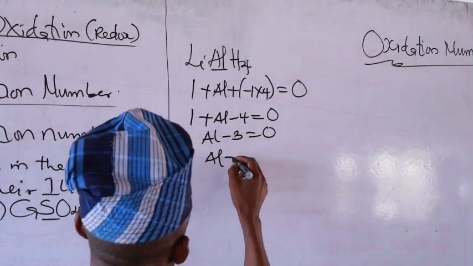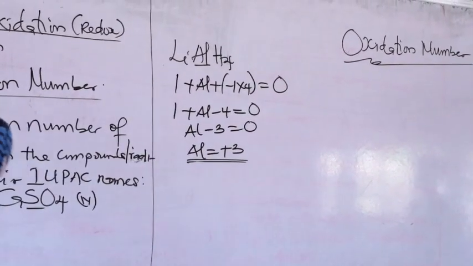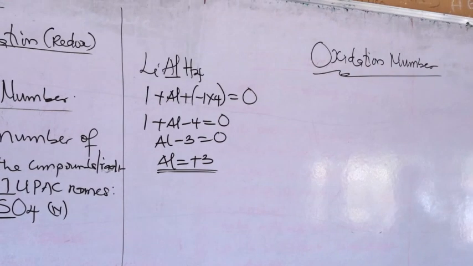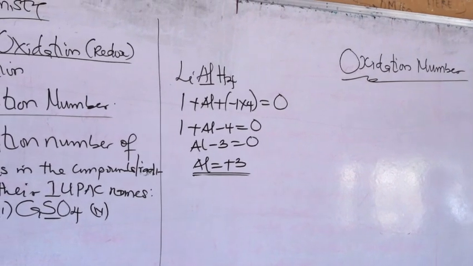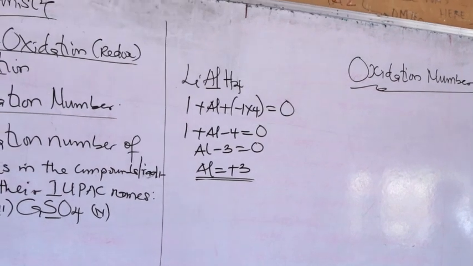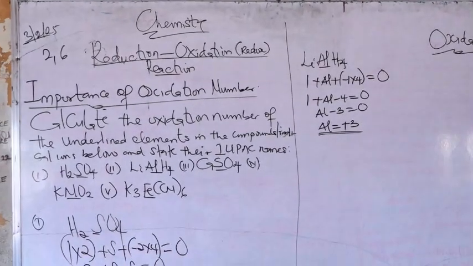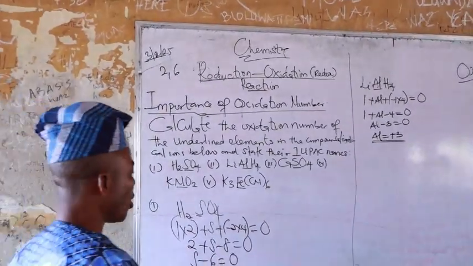Then Al will be equal to what? Remember, the charge is very important. So the oxidation number of aluminium in that compound is equal to plus 3. Then what will be the name of the compound?